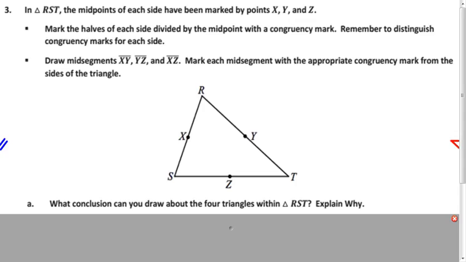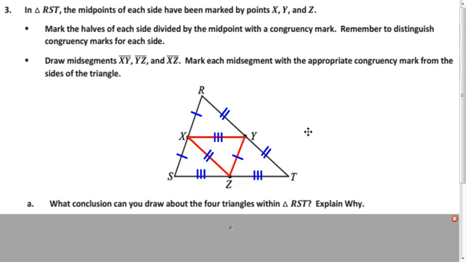In this picture, we have the midpoints already. We want to label all the sides with our congruence marks. So try that. So there's lots of correct ways to do it. Here's how I labeled mine. And we want to draw in the midsegments and label them appropriately. Now remember, the midsegment, its length is half the length of the opposite side. So, for example, XY, that's going to have the same amount of markings as SZ and as ZT.